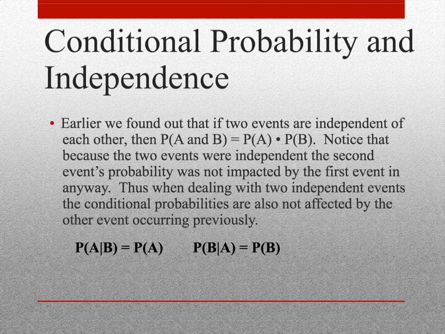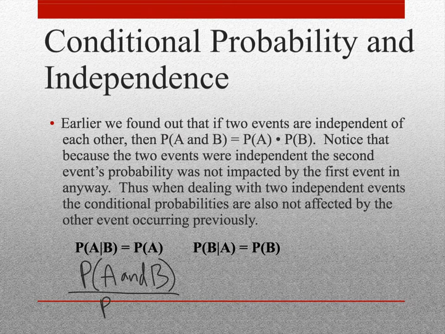All right, so let's think about this for a sec here. We've got conditional probability and independence. As we know, the probability of A given that B has happened is the probability of A and B all over the probability of B. Now let's think about what this looks like as we use some of our other formulas. The probability of A and B, as long as they're independent, is just the probability of A times the probability of B.